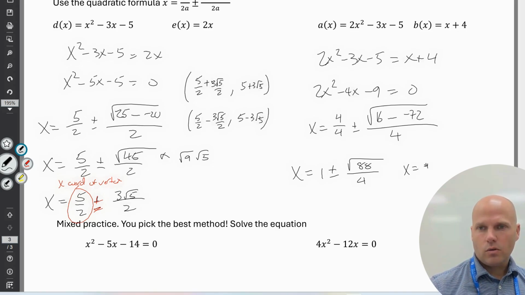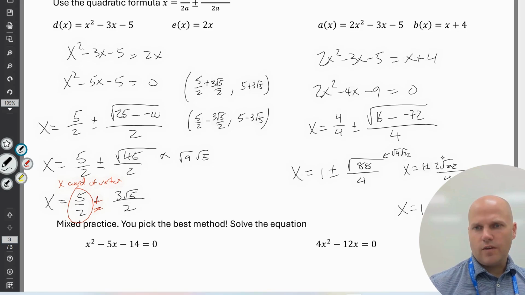So I'm going to do root 4 root 22, which is 2 root 22. I am going to be able to simplify this. Divide the top and bottom by 2. If you take 2 times root 22 and then divide by 4, it's really just taking root 22 and dividing it by 2. And these are my two answers.